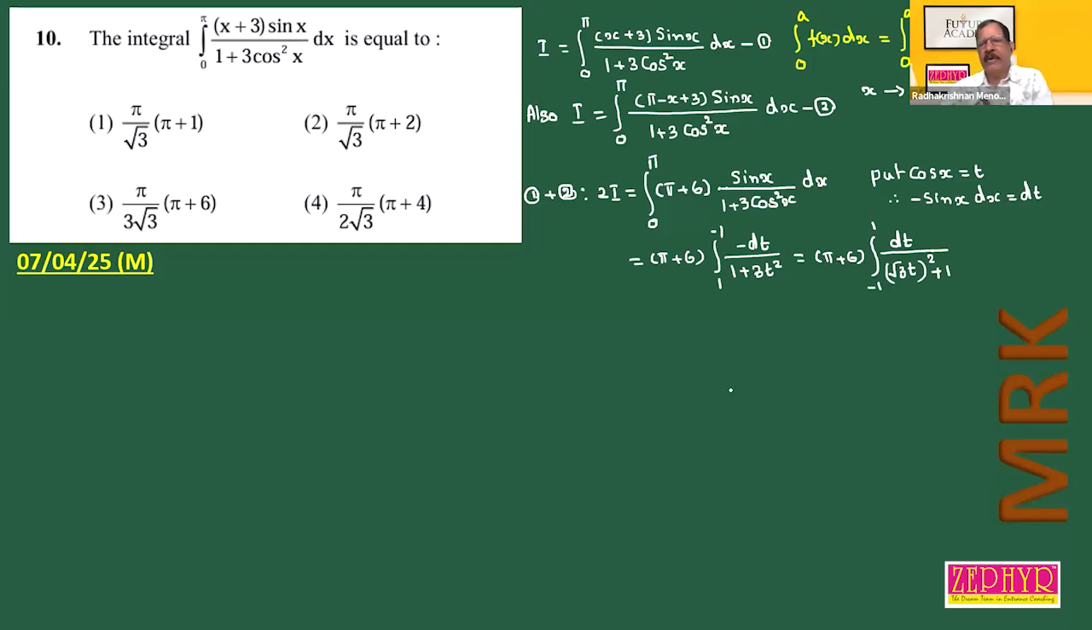So integral a to b f of x dx is equal to minus integral b to a f of x dx, when you interchange the limit, the sign will be changed. Now integrate ചെയ്യാം. Formula അറിയാലോ? ഏതാ formula?